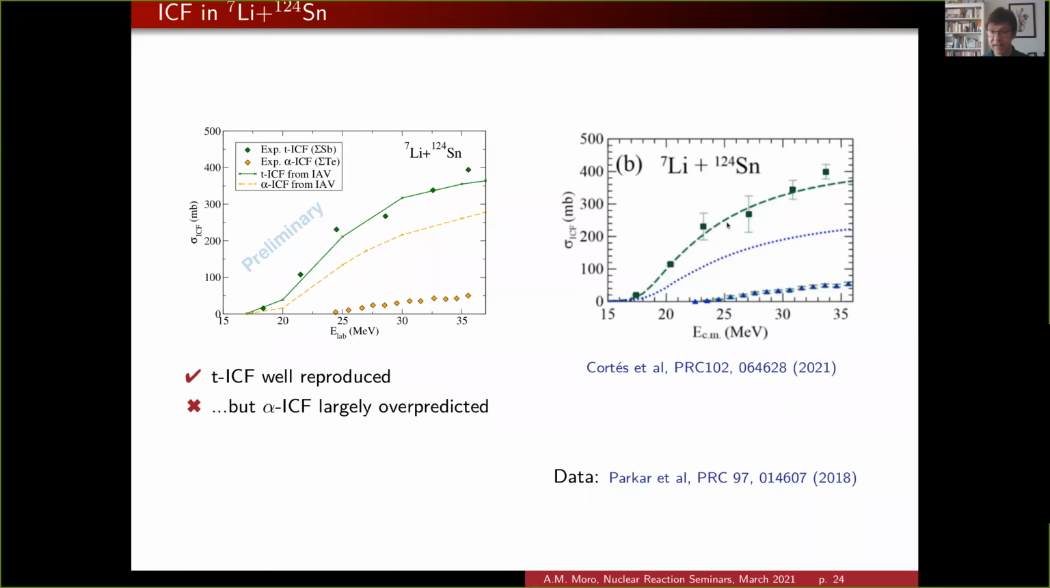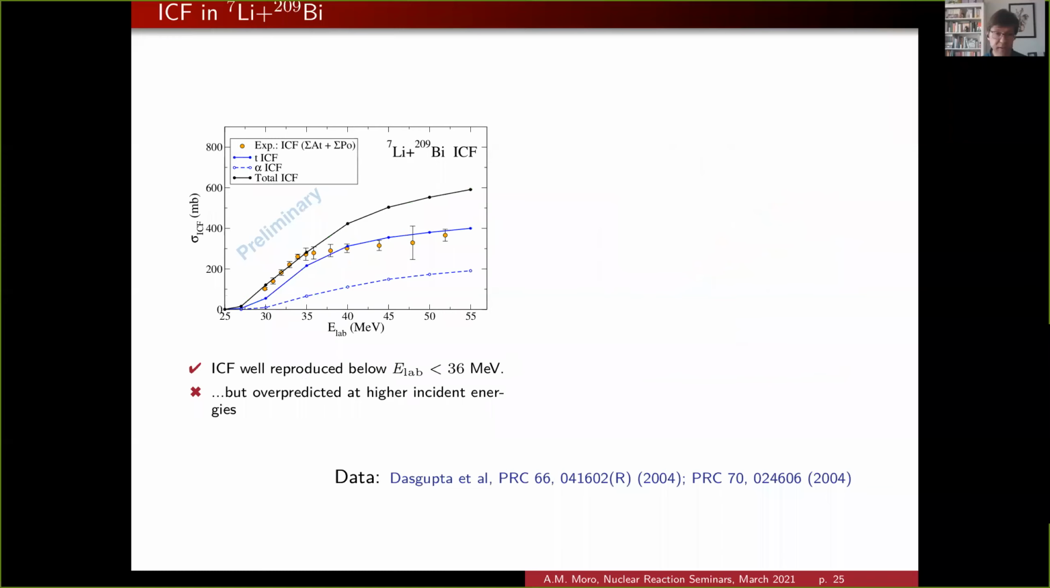And you see that here with this model, they also reproduce the Triton incomplete fusion, but not the alpha incomplete fusion. So at least we say that the theories are consistent and have the same problem regarding the description of the data. This is another case. This is lithium-7 on bismuth incomplete fusion.